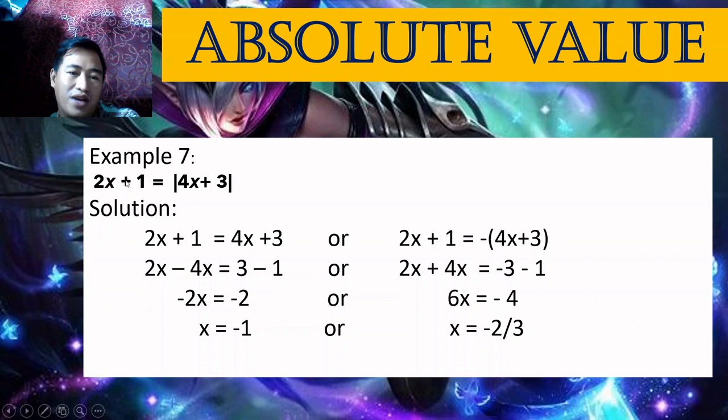There is no absolute value here. So if x is negative 1, 2 times negative 1 is negative 2, plus 1, that is negative 1. That can't be right, because the absolute value side is always positive. So this is a wrong solution.